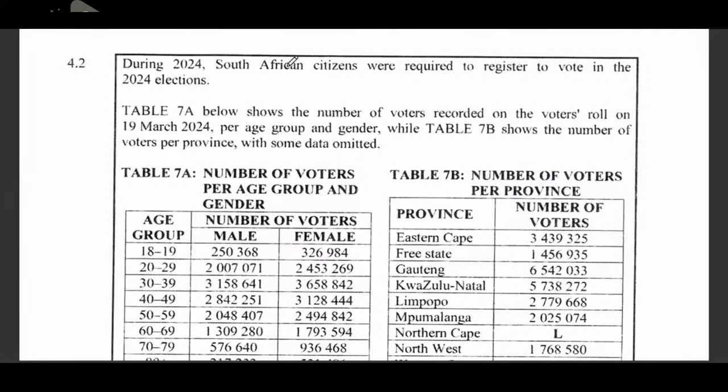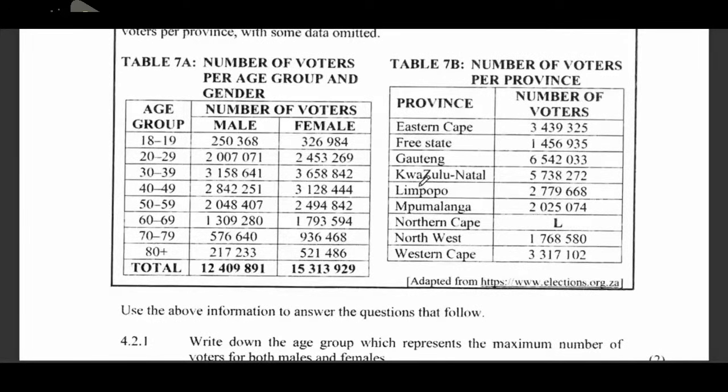Okay. 4.2. During 2024, South African citizens were required to register to vote in 2024 elections. Table A below shows the number of voters recorded on the voters' roll on 19th March 2024 per age group and gender, while Table B shows the number of voters per province with some data omitted. Omitted meaning it's left out.